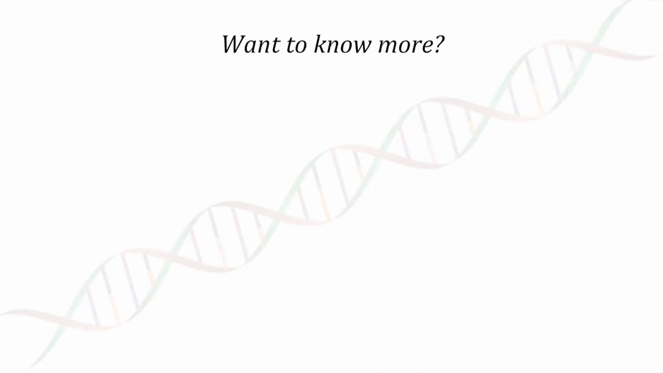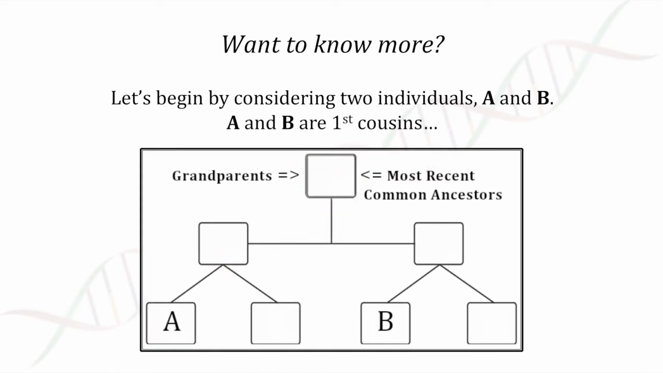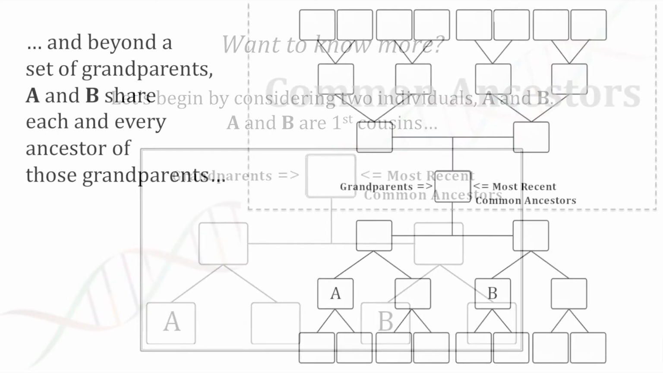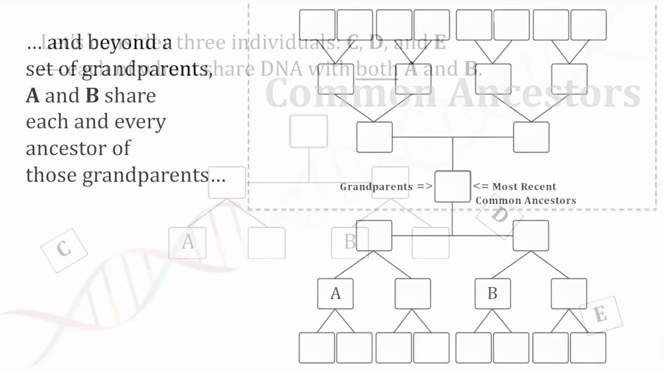Want to know more? Let's begin by considering two individuals, A and B. A and B are first cousins, a relationship verified by their shared DNA. So in addition to around 900 centimorgans of linkage, A and B also share a set of grandparents, their most recent common ancestors, or MRCAs. Beyond a set of grandparents, A and B share each and every ancestor of those grandparents.